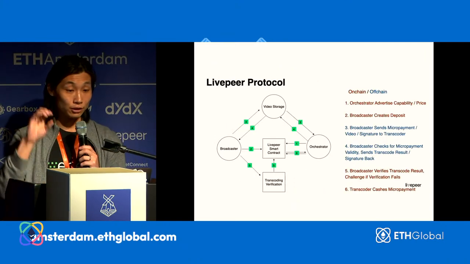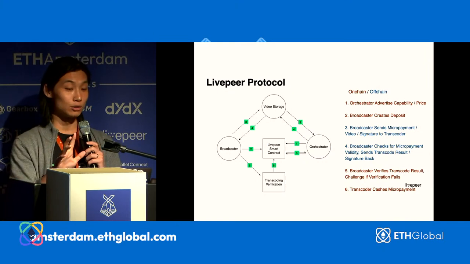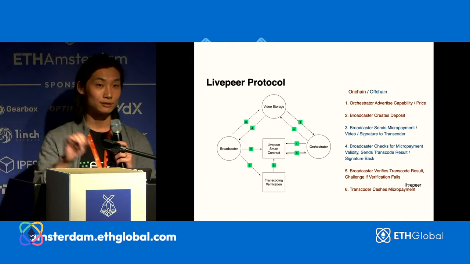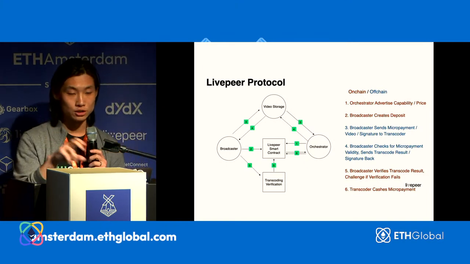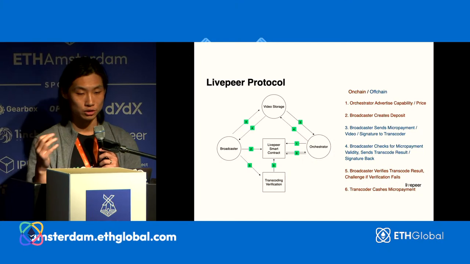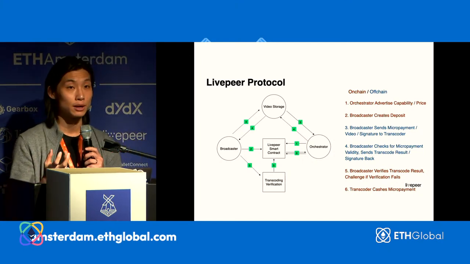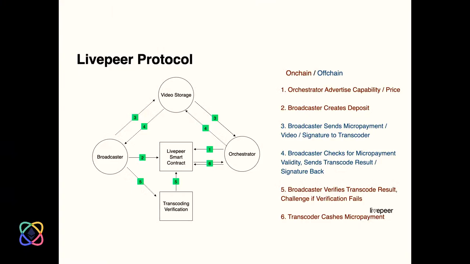Under the hood, if you look at the LivePeer protocol, I'm not going to go into this whole complex graph. I just want to show this graph in that there's a smart contract. We have the broadcasters and the orchestrators, and there's a verification process to make sure that when the broadcasters are working with the orchestrators, they don't need to inherently trust each other. You can just say, I'm sending my video into the network, and I can trust that the network will verify the work for me, and I will always get the right results back.